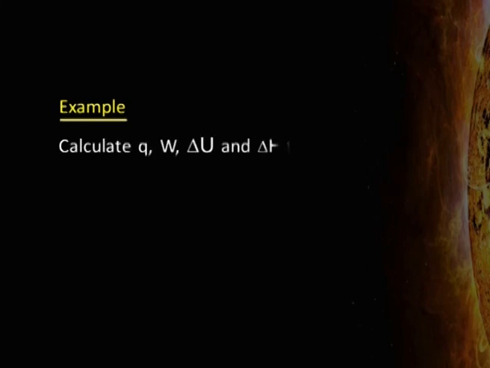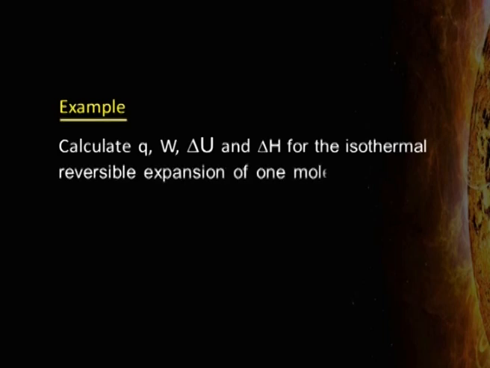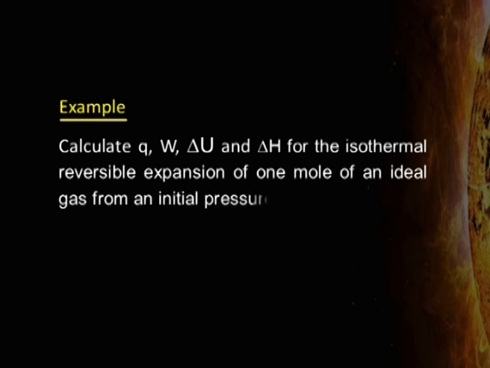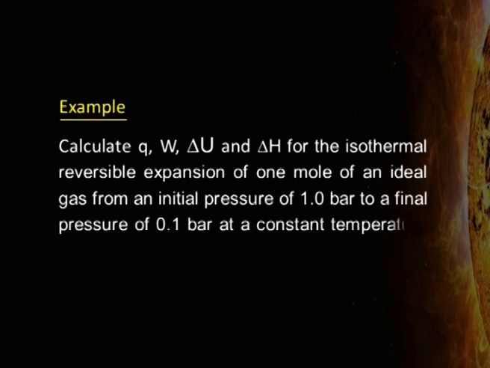Here is another example to calculate work done, change in internal energy, change in enthalpy and heat in a reversible isothermal expansion. Calculate heat change, work done, change in internal energy and change in enthalpy for the isothermal reversible expansion of 1 mole of an ideal gas from an initial pressure of 1 bar to a final pressure of 0.1 bar at a constant temperature of 273 Kelvin.